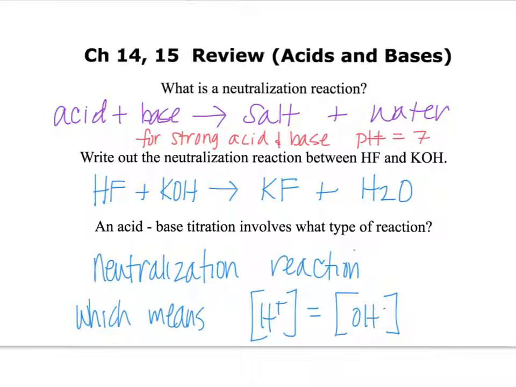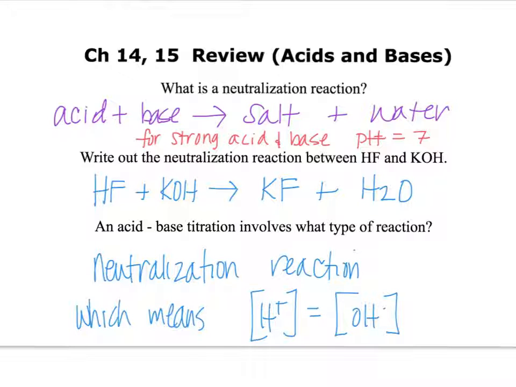So what is a neutralization reaction? Remember, that's an acid plus a base making a salt and water. And just make sure we remember that's any kind of salt, not just NaCl. If it's a strong acid and a strong base, the pH ends up being 7. The neutralization reaction between HF, hydrofluoric acid, and potassium hydroxide would be the HF plus KOH.